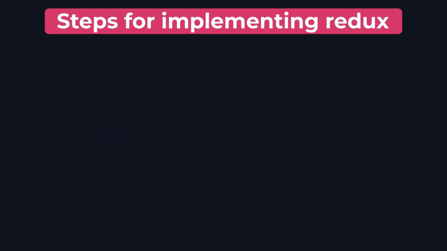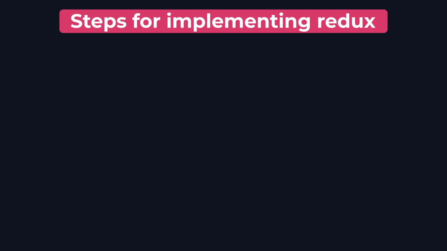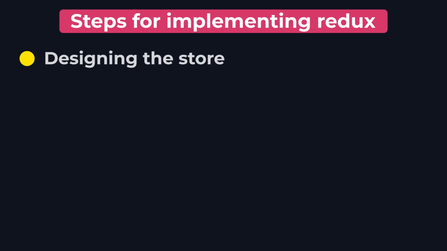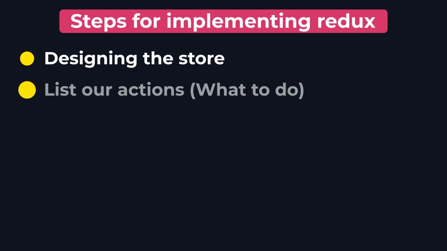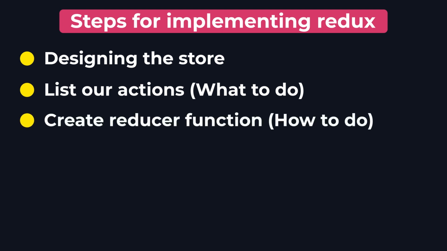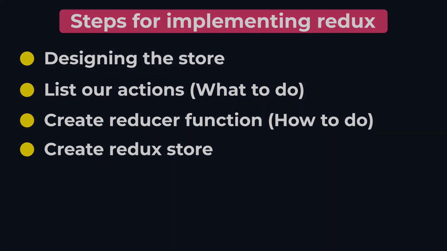So to implement Redux, we have to follow a few steps. First one is designing the store. In this step, we will design the structure of our store, or we can say we define how our store looks like. After that, we list our actions which can be performed in the application. And after that, we create our reducer function to define how to perform those actions. And finally, we create our Redux store. So let's start with step number 1.